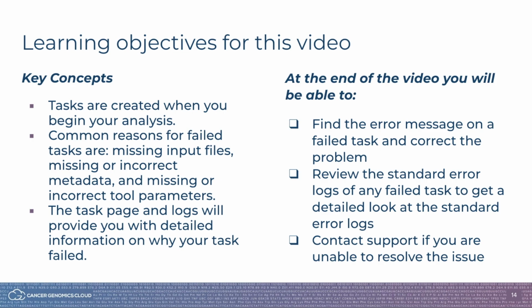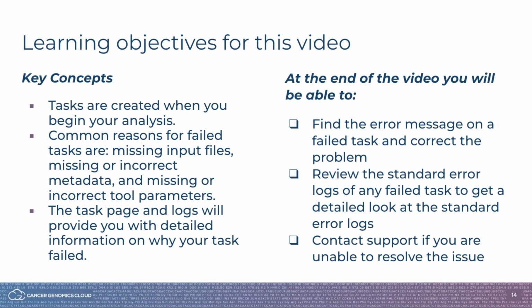While watching this video, please keep in mind some key concepts. The first is that tasks are created when you begin your analysis. The second concept is that there are several common reasons tasks can sometimes fail. They are missing input files, missing or incorrect metadata, and lastly, missing or incorrect parameters for a tool. You can check the task page on any failed tasks to find a general explanation of the error. Then, if more information is needed, you can click on Task Logs to view the standard error logs.